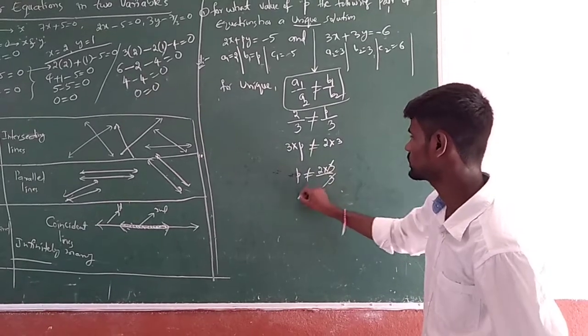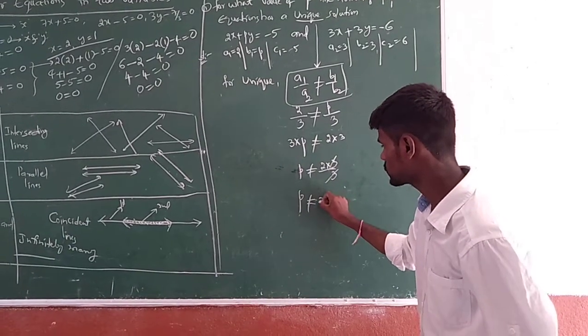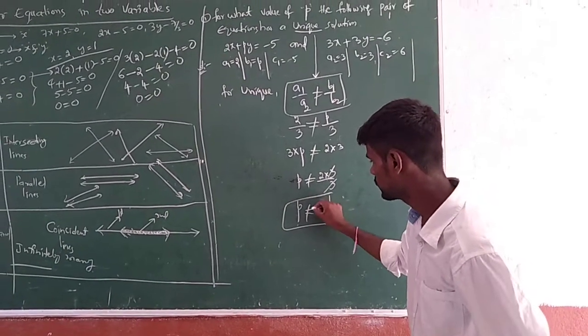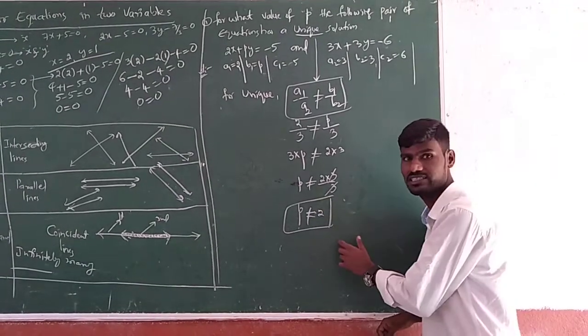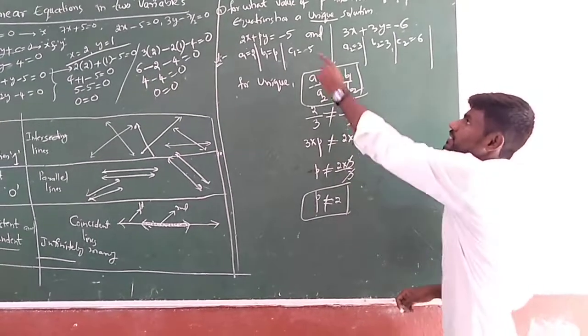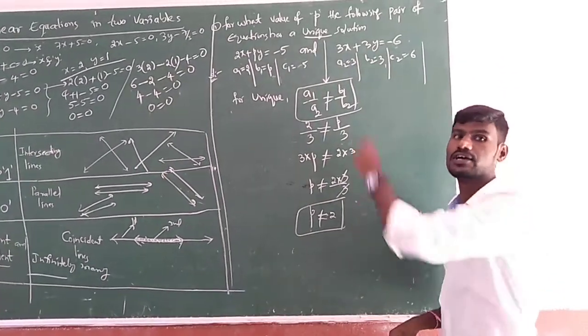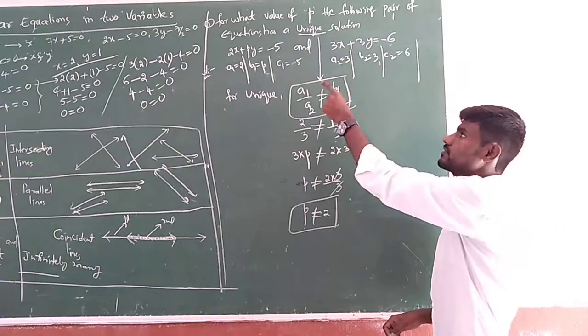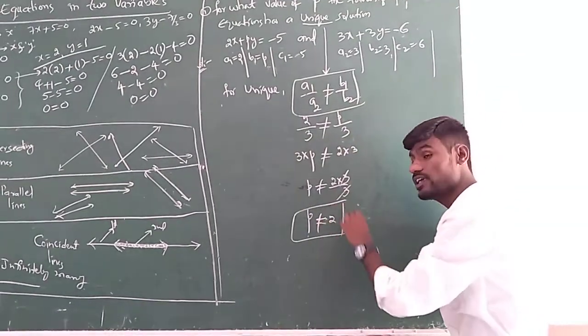So 3 gets cancelled. What will we get? P is not equal to 2. What does this condition mean? If P is not equal to 2, the given pair of equations has a unique solution. The given pair of equations has a unique solution if P is not equal to 2.